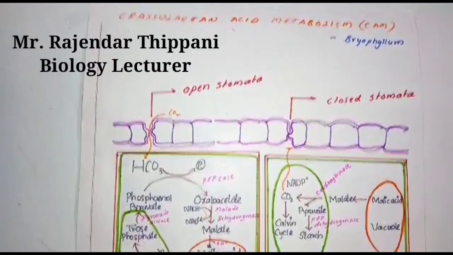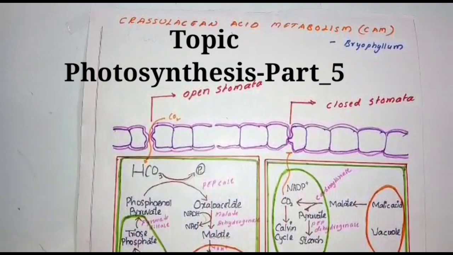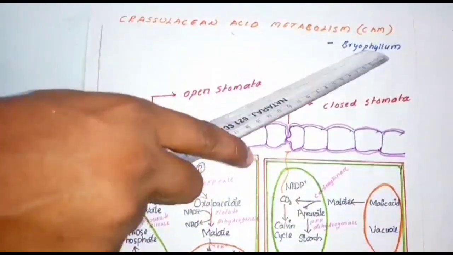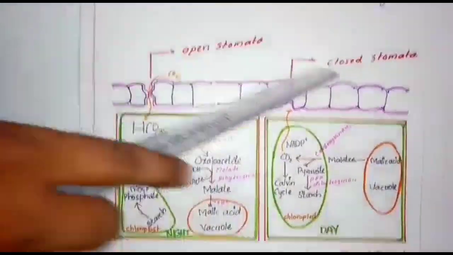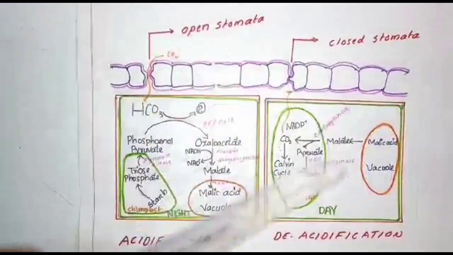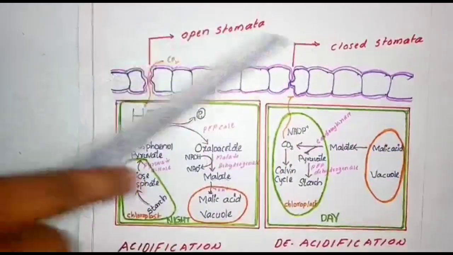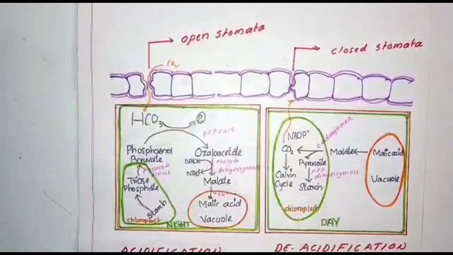Good morning, students. Today we are going to discuss crassulacean acid metabolism in Bryophyllum plant species. In these plants, the dark reaction is somewhat different from C3 as well as C4 plant species. How is starch prepared within these xerophytic plants, for example Bryophyllum, aloe vera, and Opuntia cactus?